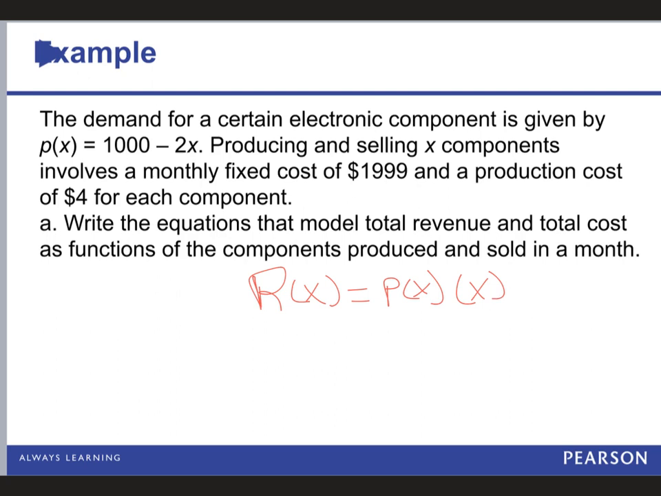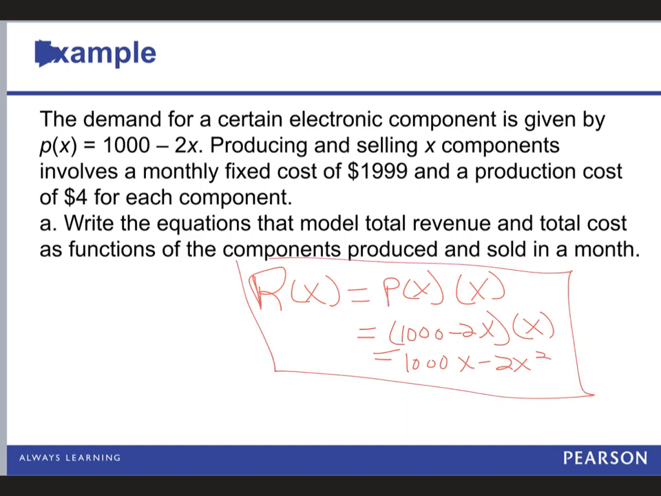And in this case, we can write that as 1,000 minus 2x and then times x. And so that would be 1,000x minus 2x squared. That would be our revenue. Then it's going to ask us to write a cost function. And what would the cost function look like?